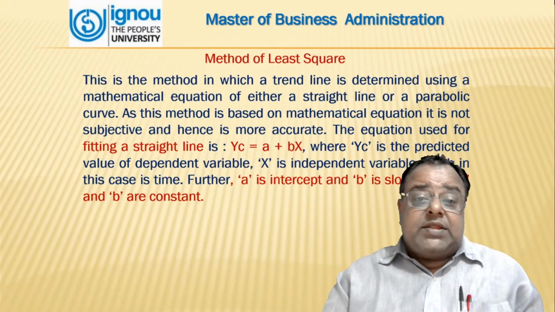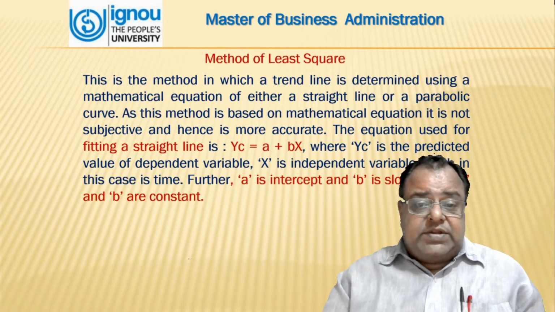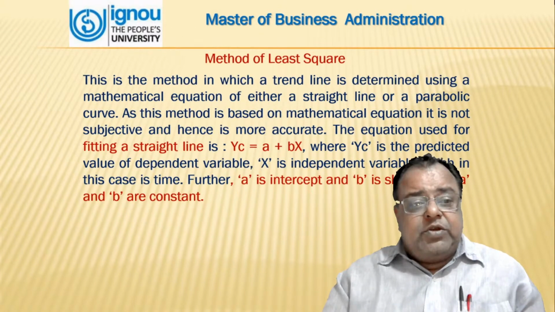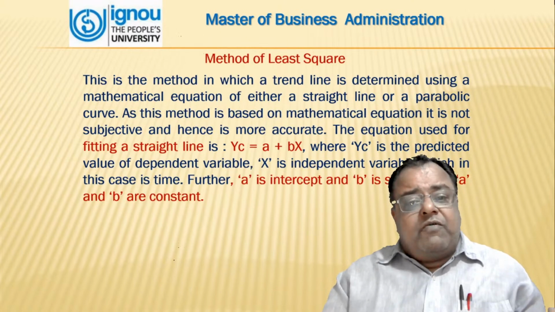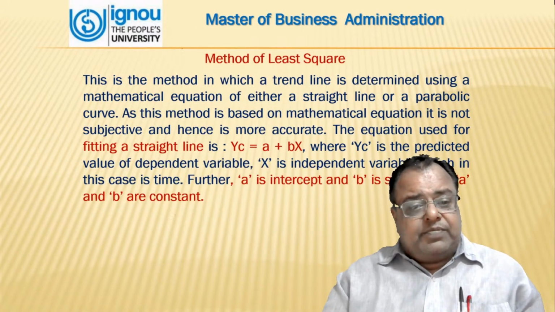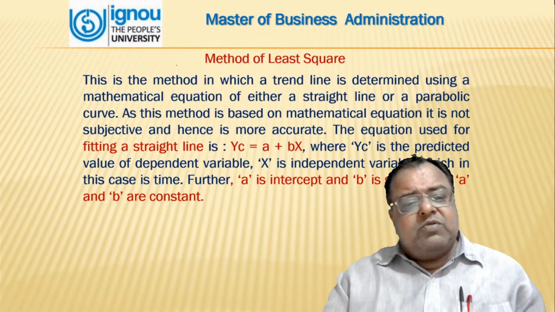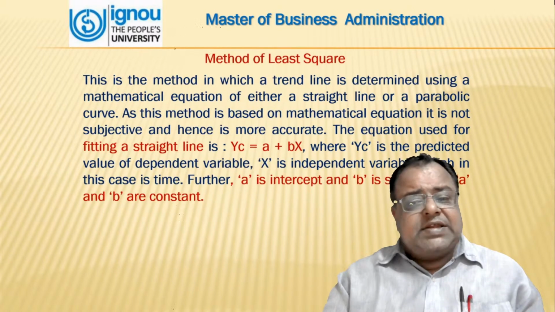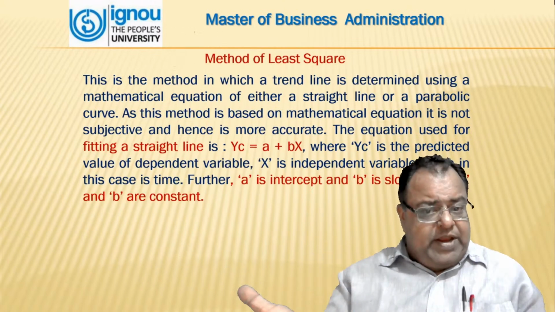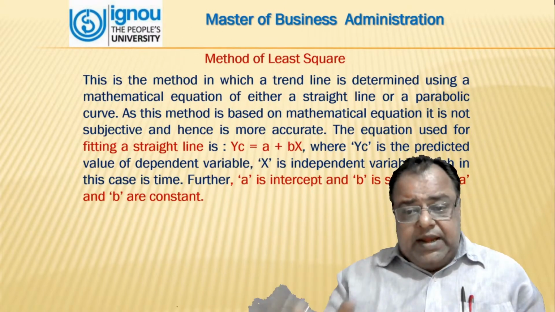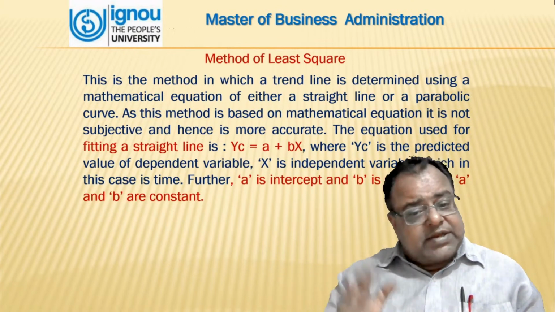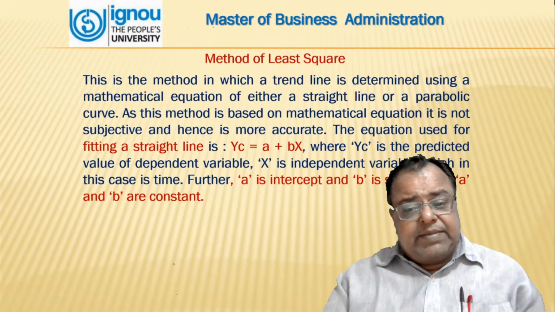What is the method of least squares? This is the method in which a trend line is determined using a mathematical equation of either a straight line or a parabolic curve. As this method is based on a mathematical equation, it is not subjective and hence is more accurate. The equation used for fitting a straight line is Yc equals a plus bX, where Yc is the predicted value of the dependent variable. X is the independent variable, which in this case is time. Further, a is the intercept and b is the slope. Both a and b are constants.